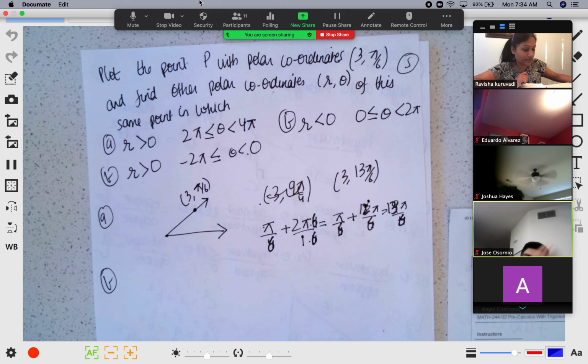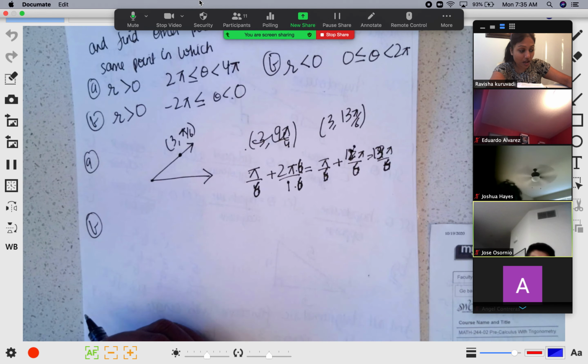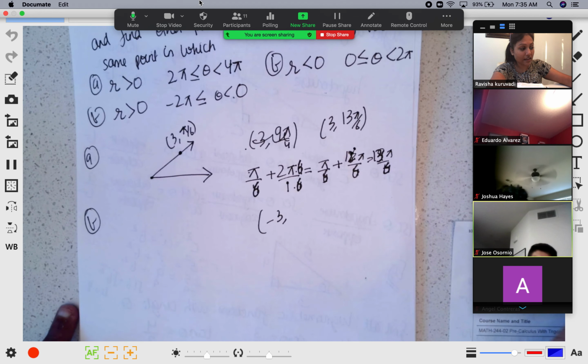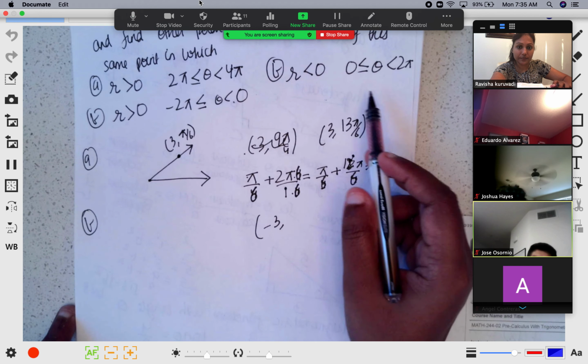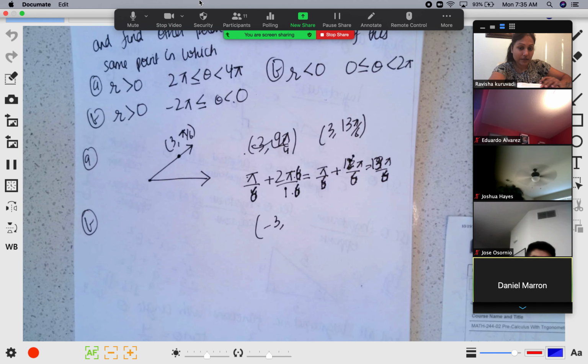What about the second one? I want my r to be negative now. So my r should be negative 3. And I want theta between 0 and 2 pi only. So how do I make it negative?